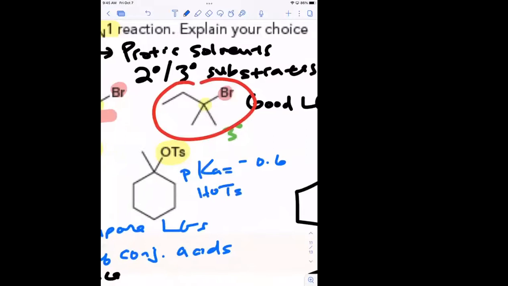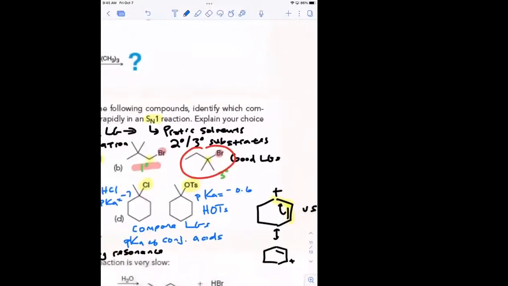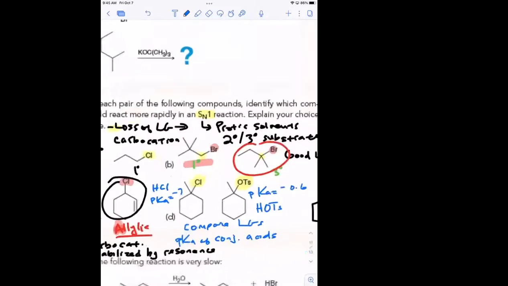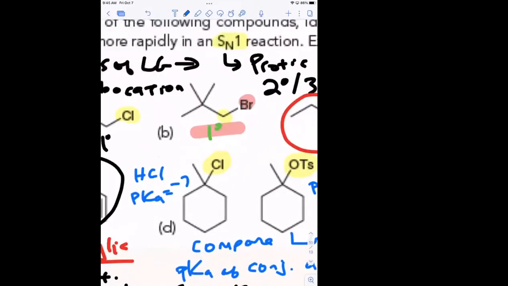Which one has the lowest pKa? That's how we determine what the better acid is. The lower the pKa, the better the acid. Why does it just say -7 on the left? Yeah, that's the pKa of the conjugate acid. Okay, so that's gonna be the chlorine.